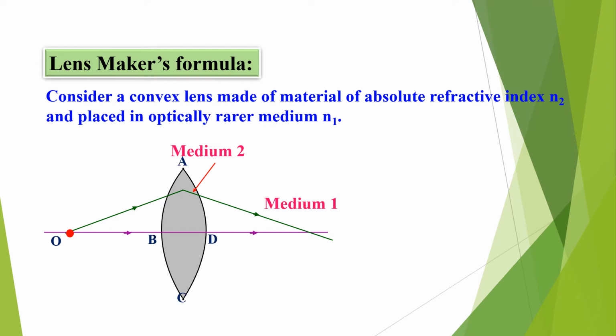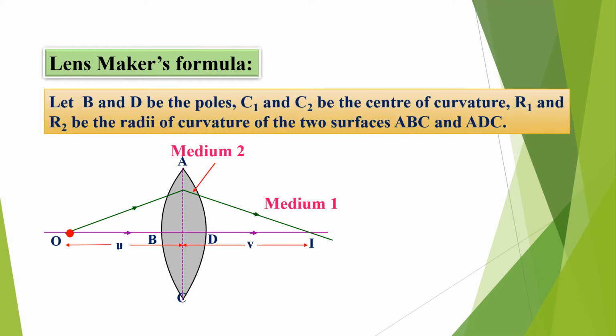ABC is one interface, ADC is the other interface, where I is the image formed by the lens. This diameter taken from A to C is known as the aperture. U is the object distance, V is the image distance. Let B and D be the poles and C1, C2 be the centers of curvature, where R1 and R2 are the radii of curvature of the two surfaces ABC and ADC.